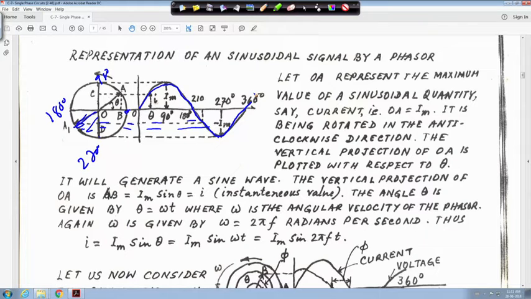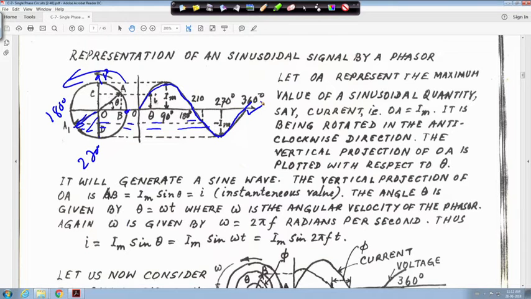That means this way you take the maximum value of any voltage or current, and then you move in the anticlockwise direction, and accordingly theta increases from 0 to 360 degrees. The vertical projection AB is equal to OA sin theta, that is AB is equal to Im sin theta, and if you take each point and plot it, it will give a sinusoidal signal.